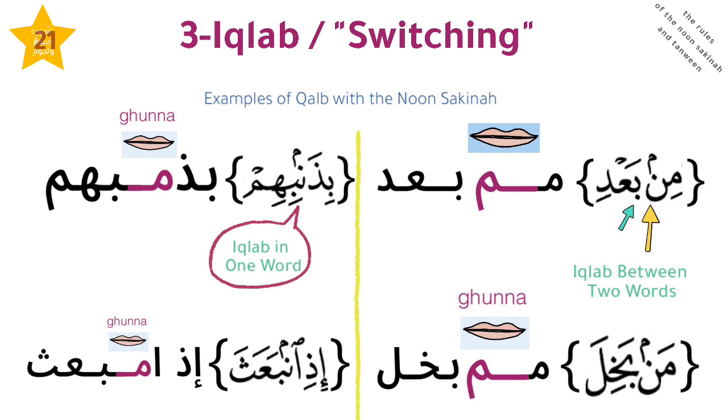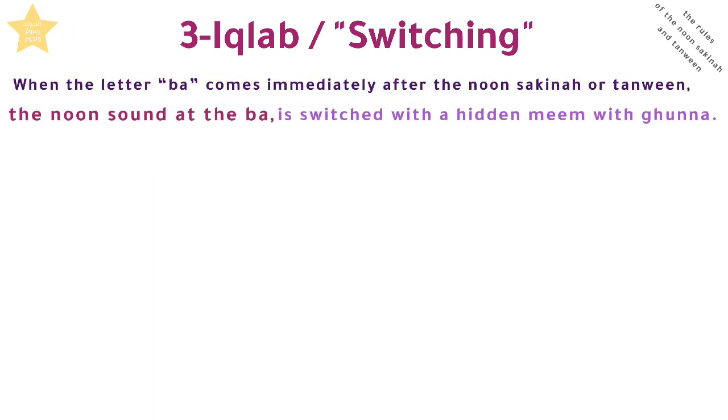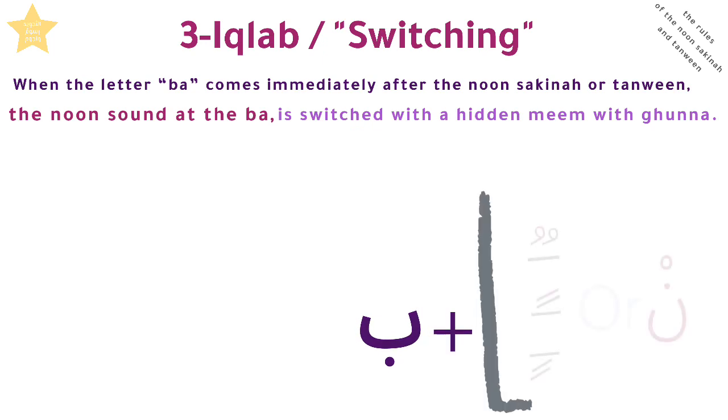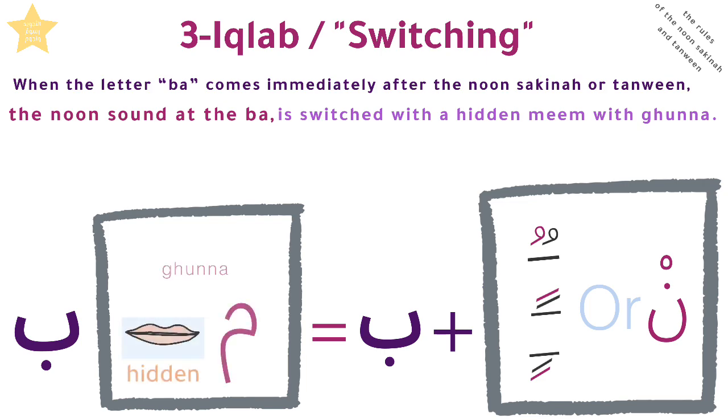Our lesson today is about Iqlab, which is another rule of the Noon Sakina and Tanween. When the letter Ba comes immediately after the Noon Sakina or Tanween, the Noon sound at the Ba is switched with a hidden Mim with Gunna.